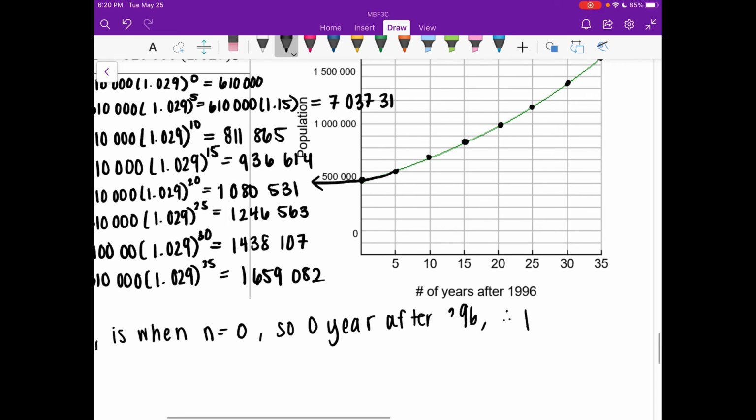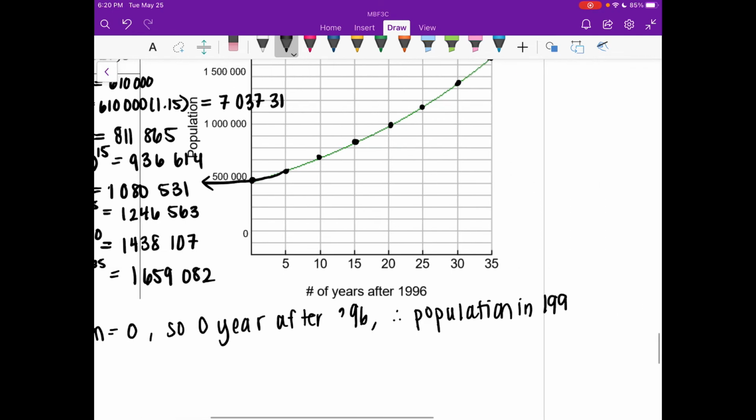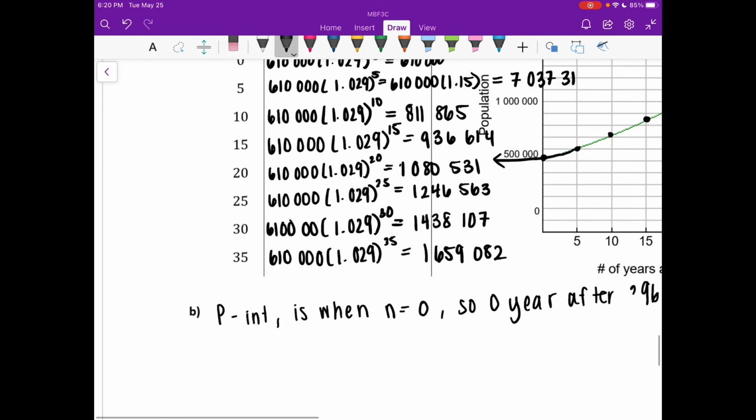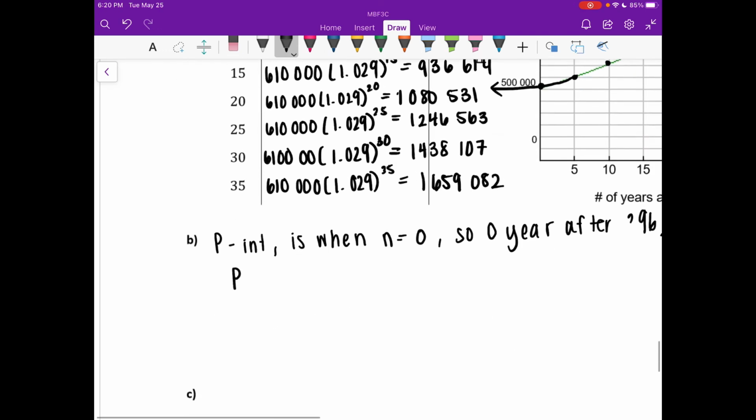Therefore, it represents the population during 1996. The population in 1996. Let's go and find out what that is. So let's plug in 0 for n. P is equal to 610,000 times 1.029 to the power of 0. We know that's going to be 610,000. Anything to the power of 0 is just 1.